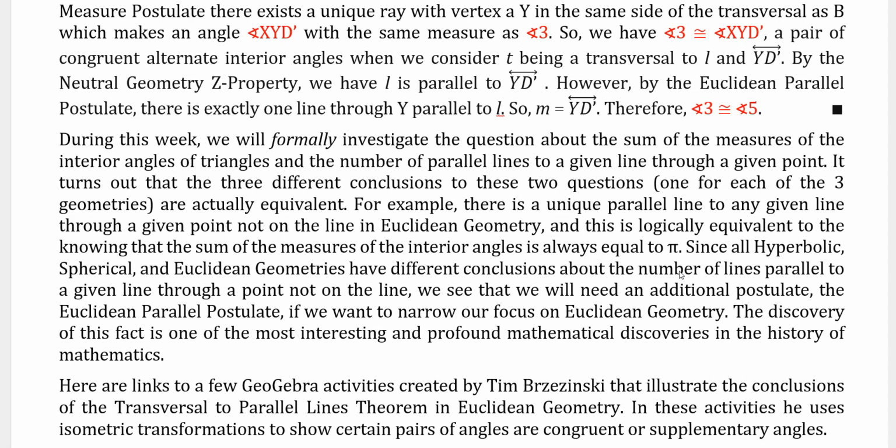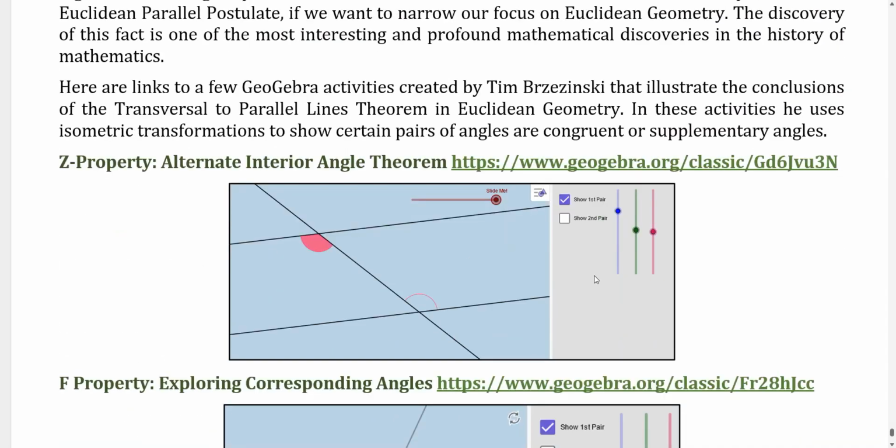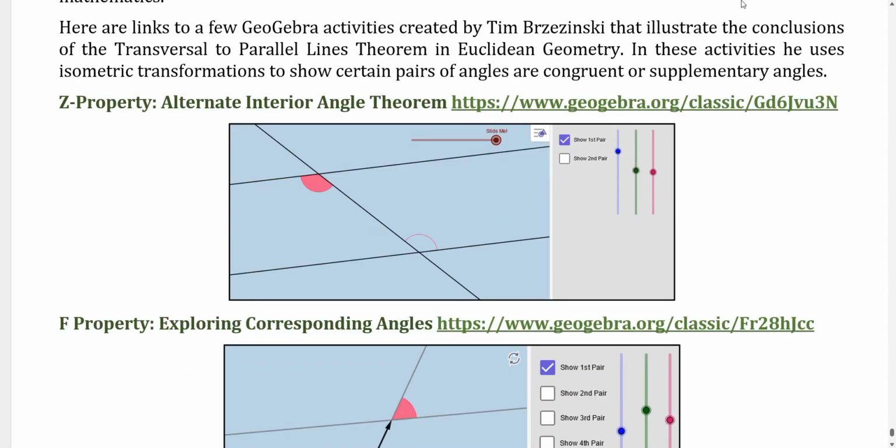Since hyperbolic, spherical, and Euclidean geometries all have different conclusions about the number of lines parallel to a given line through a point not on the line, we'll need an additional postulate, the Euclidean parallel postulate, if we want to narrow our focus to Euclidean geometry. Discovering this fact is one of the most interesting and profound mathematical discoveries in the history of mathematics. And then here are some different things. Let's take a quick look at these.